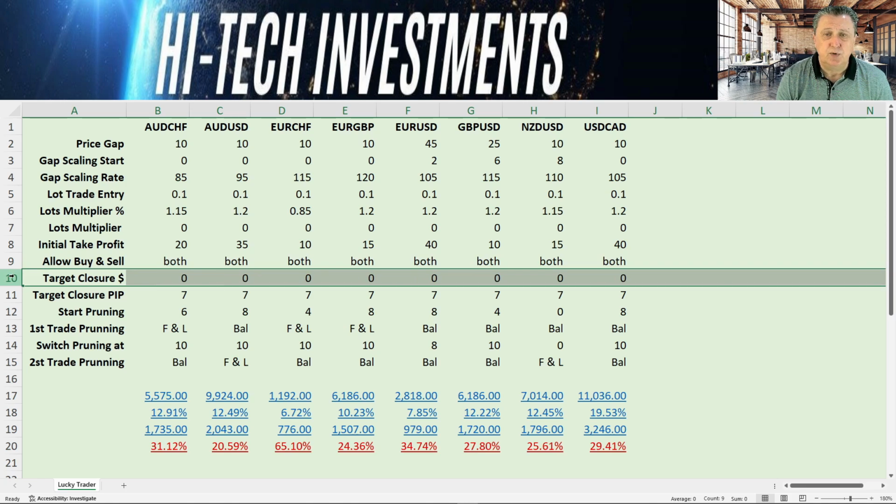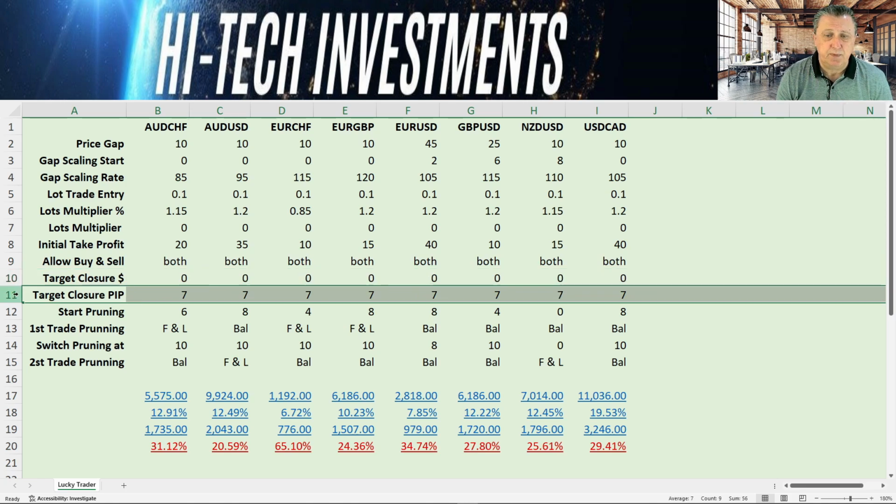Target closure, we don't have it in dollars at the moment. We are using the target closure pip. I can see Alex is using the dollar one. So again, we are trying to do something different just to see how our results come out. It all seems to be that 7 is the most stable one all the way through. So we will do more testing on that later on. It's not something we have done on the initial part.